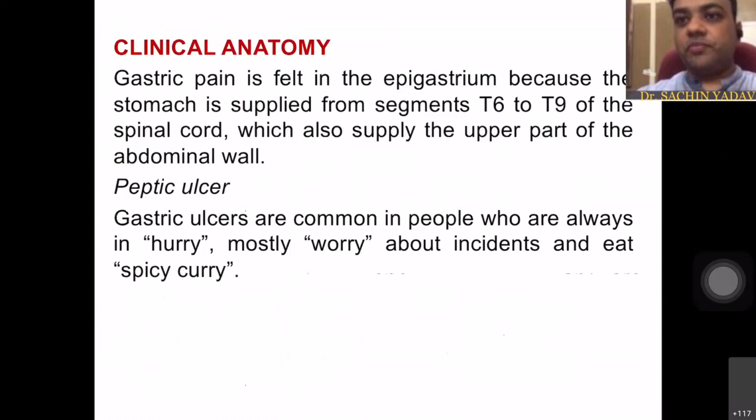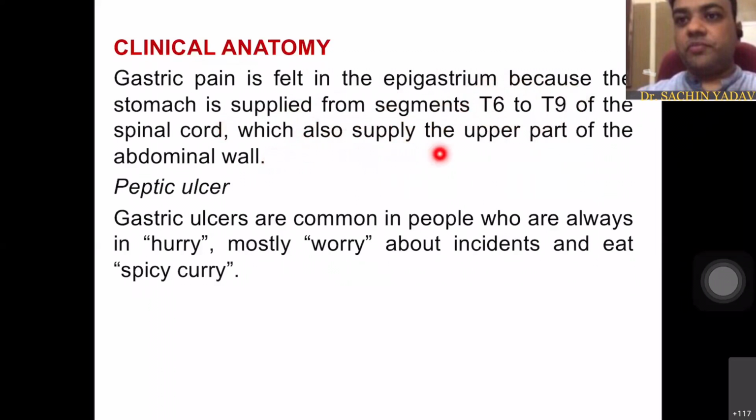Now these are the applied aspects. Gastric pain, that is mainly due to hyperacidity, is felt in the epigastrium, that is between the costal margin or the episternal angle. So this epigastric fossa is there, so you will feel the pain, and it is supplied by the segments T6 to T9 of the spinal cord. So that is the main dermatome of that epigastric region.